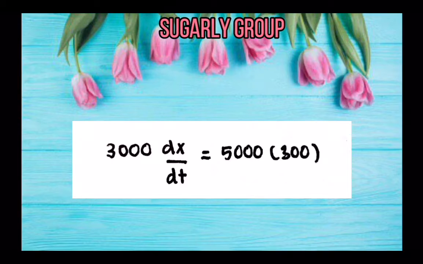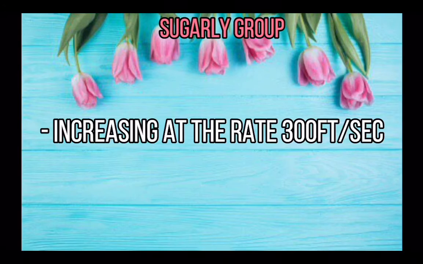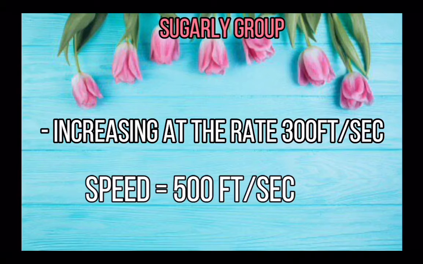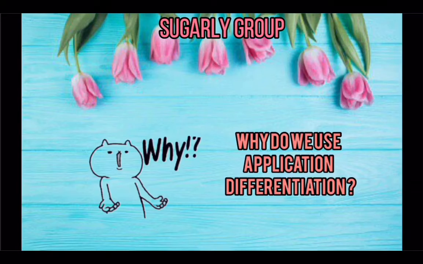How do we get the 5000? The 5000 is from the Pythagorean theorem if x is equal to 3000. So, if the plane's distance is increasing at the rate of 300 feet per second, the answer for this question is 500 feet per second.